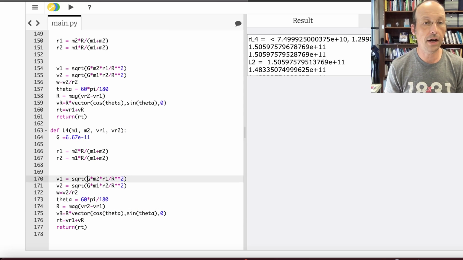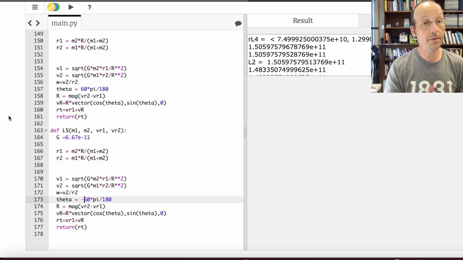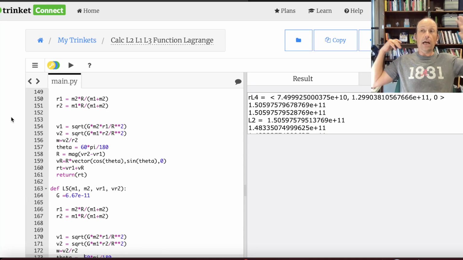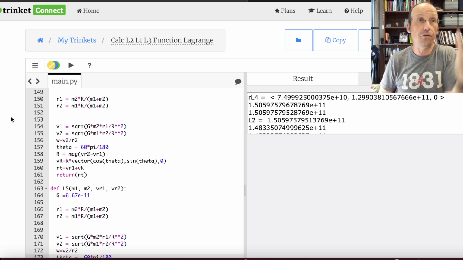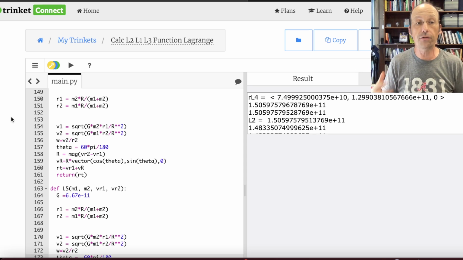And let's change this to L5. And then down here, theta is negative. That's the only difference. And save it, and I'm done. So now I have one program that has the functions that calculates L1, L2, L3, L4, and L5. Now I can do some fun stuff with it. But I feel much better now calculating those things. And I'll give you the code below.